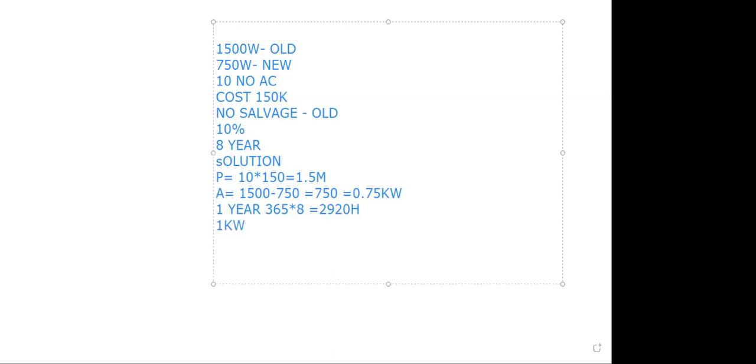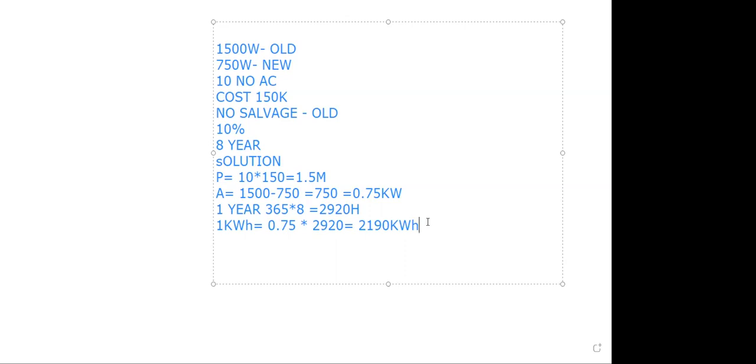So 1 kilowatt hour is now what? 0.75 multiplied by 2920. So it means in 1 year, listen to me, in 1 year, we are consuming 2,190 kilowatt hour. kWh should be in small letters. This is what the AC is consuming in a year.